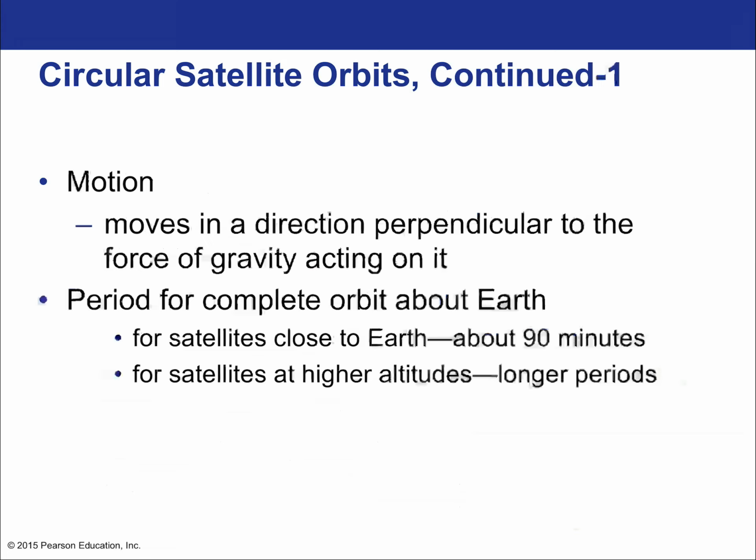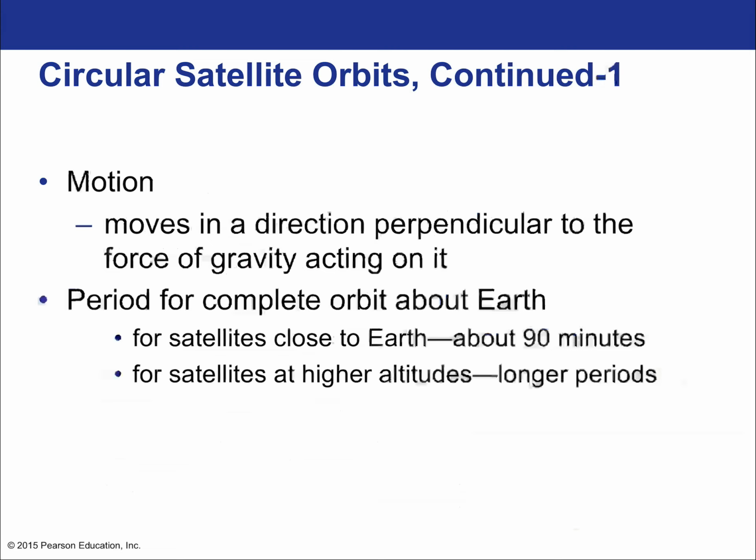So, satellites move in a direction perpendicular to the force of gravity acting on them, because the force of gravity acts towards the center of the planet. And the instantaneous velocity of the satellite at any point is just 90 degrees to that.